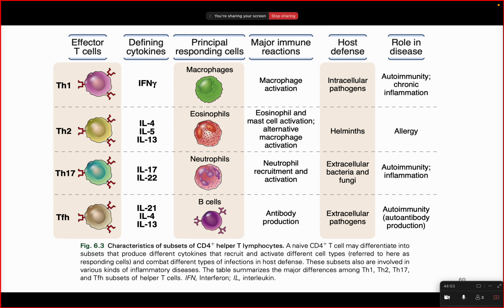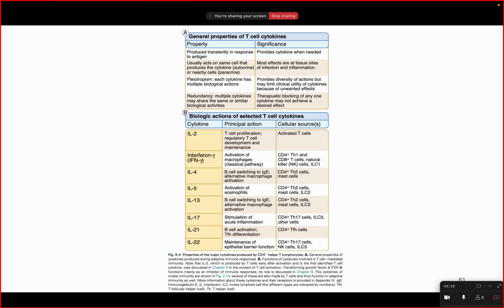If we look at the subsets of T helper cells, we have Th1, Th2, Th17 and TFH, that is follicular helper cells. Again, a lot of work is going on in this field; a lot of things are known, and a lot of things are not known. The information which you have is not absolute; it is always getting added to, and in one context one piece of information can be true and in another context it might be false.